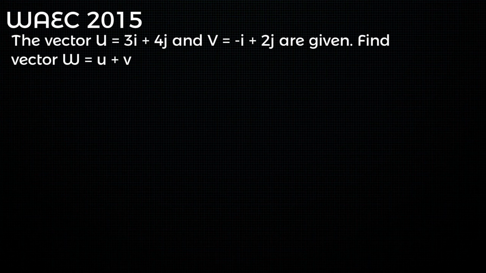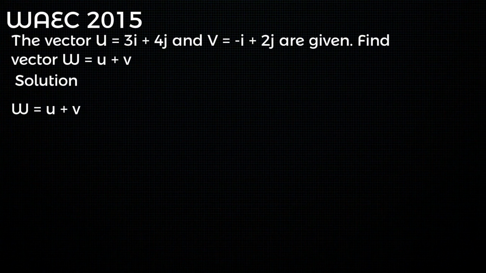The first question we'll be solving is from the WAEC past question 2015. It says the vector u equals 3i plus 4j and v equals minus i plus 2j are given. Then find vector w, which equals u plus v. Now to find the vector w, all we have to do is to add vector u plus vector v together. Then we get vector w.